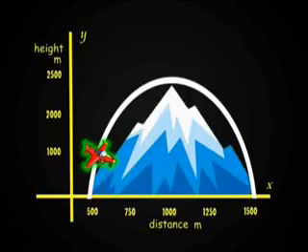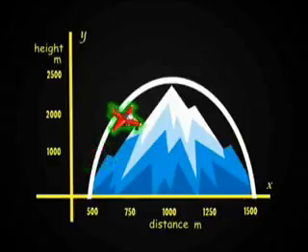You are flying in an aeroplane over a mountain. Let us use x to represent your distance from the start of your journey, and we'll use y to represent your height above sea level. At 500 meters from the start of your journey, you are 1,000 meters above sea level.